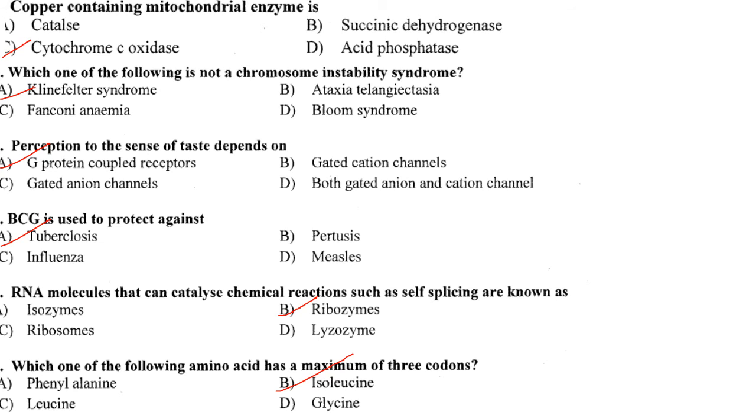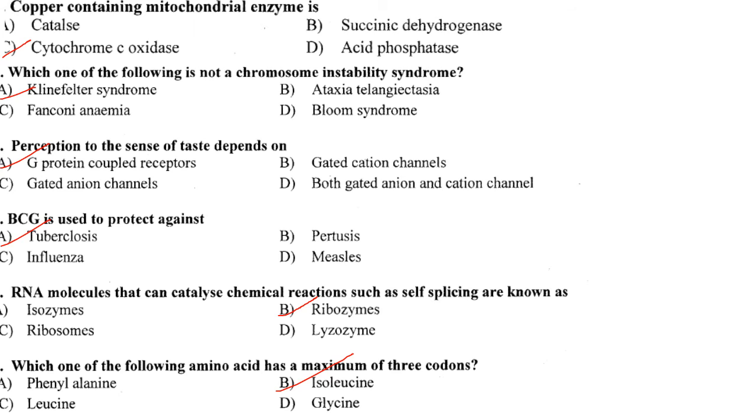Which one of the following is not a chromosome instability syndrome? It is Klinefelter's. It is caused by the presence of an additional X chromosome in a male, that is 47XXY. So it is not a chromosome instability syndrome. So answer is Klinefelter's syndrome.